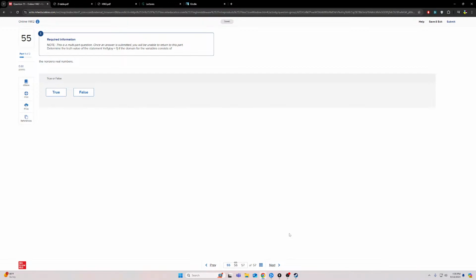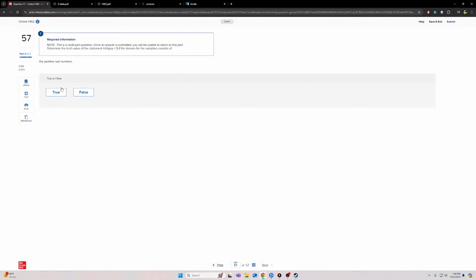Okay, last group ones. Determine the truth value of the statement. For all x, there exists y such that the product is 1. So, I mean, as long as it's real numbers. If it's integers, then no. If the domain consists of... Yes. True. Integers, false.